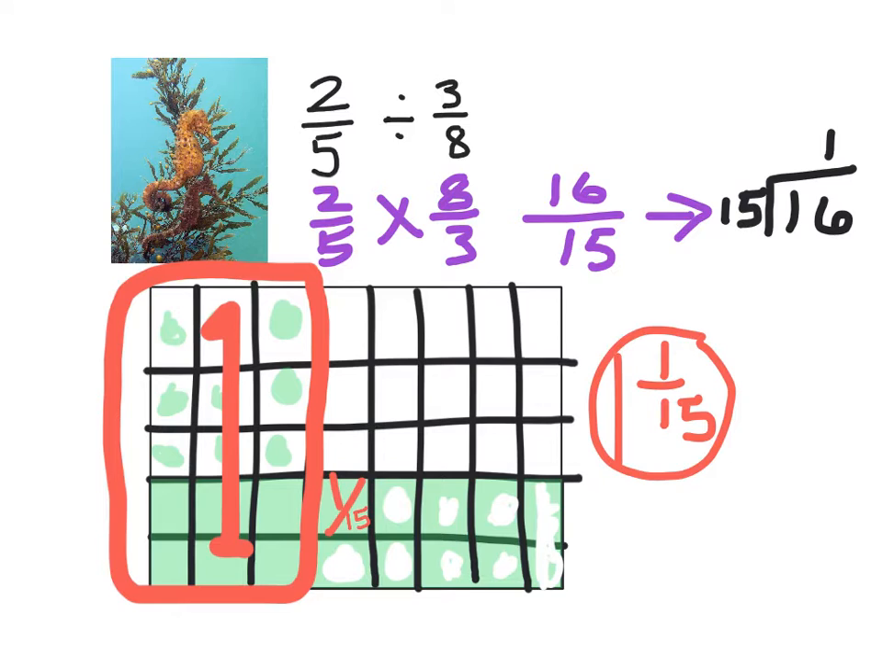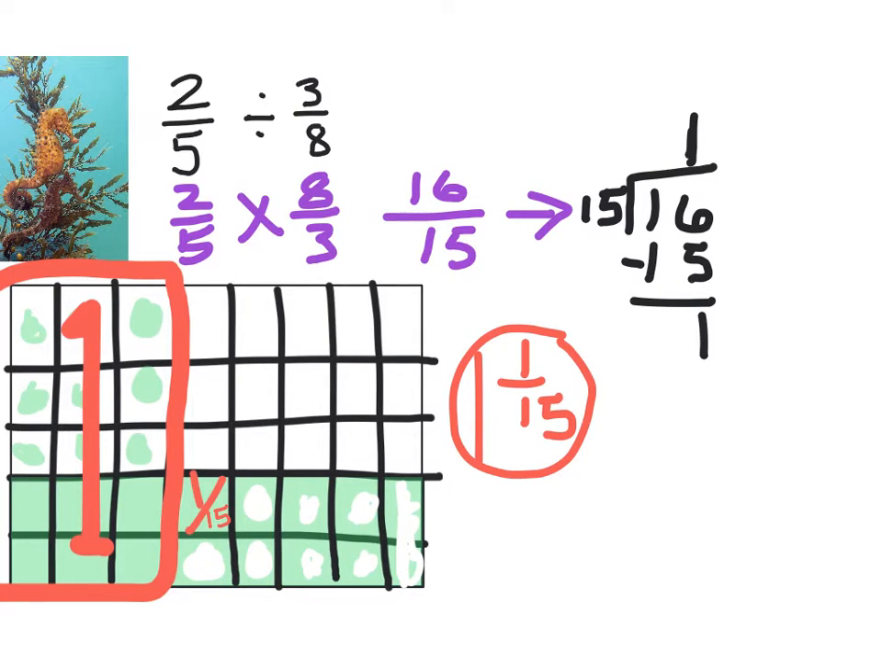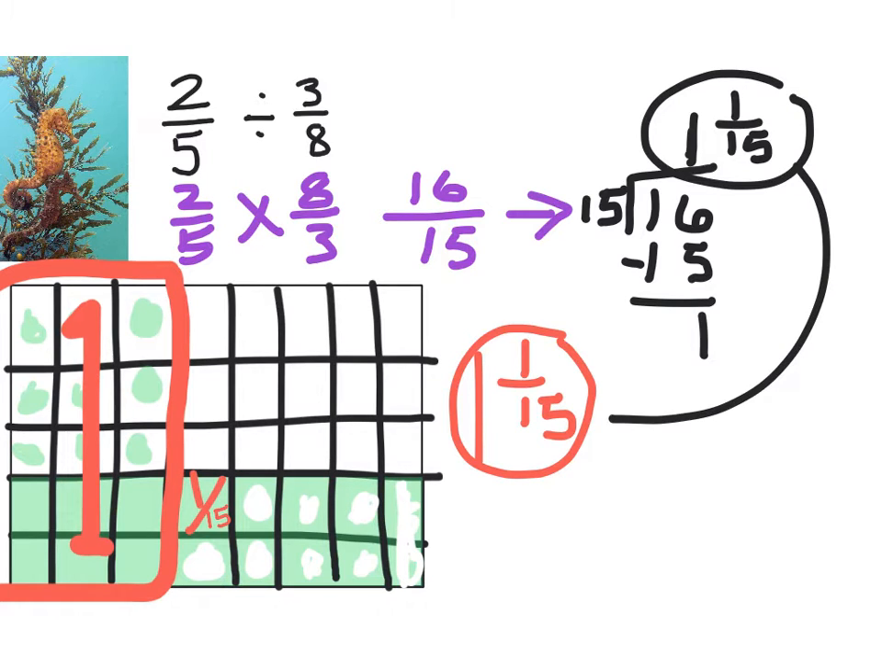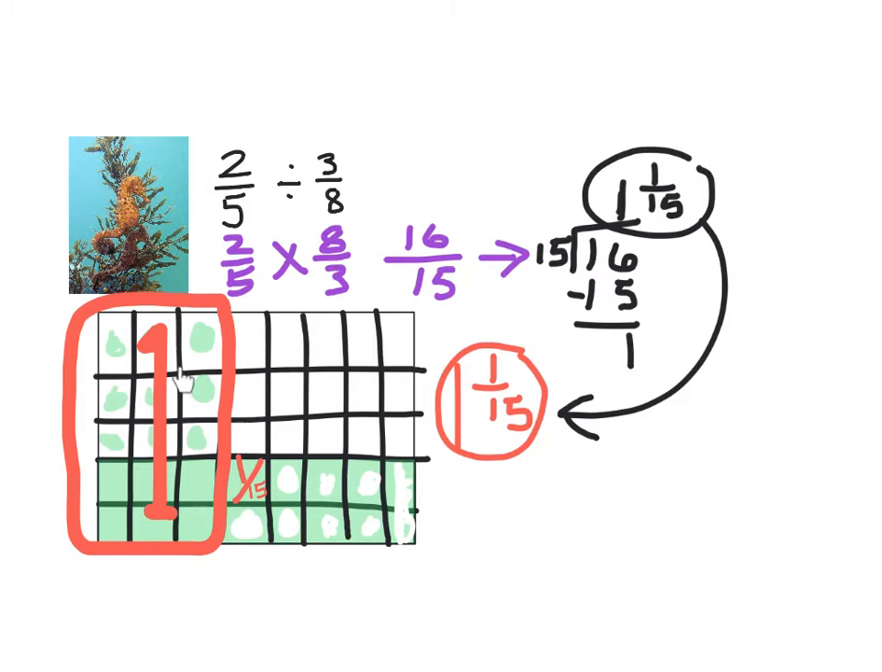15 will go in there one time, which gives me 15, right? And then when I subtract, 16 minus 15 is 1, right? So what you do is you take your remainder, and that becomes your numerator. And then you take your divisor, and that becomes your denominator, right? And lo and behold, 1 and 1/15 agrees with our mathematical model here of 1 and 1/15. And that is always lovely, my friends, hey?